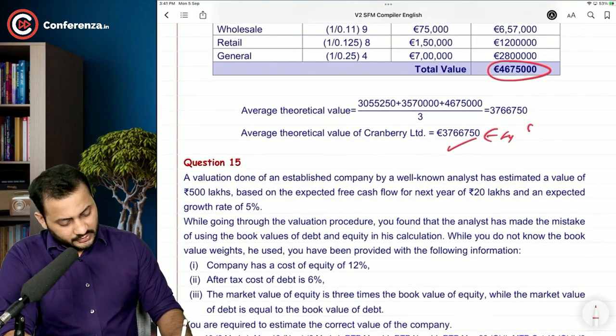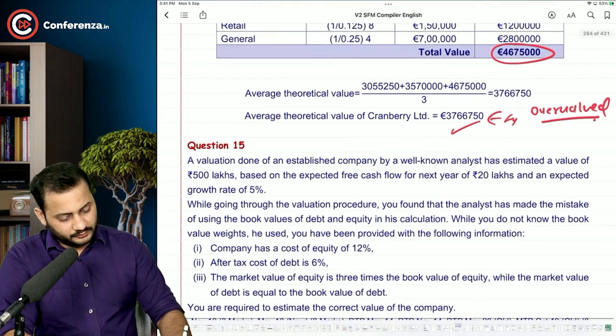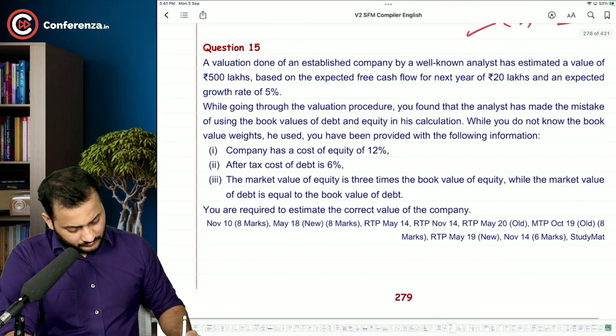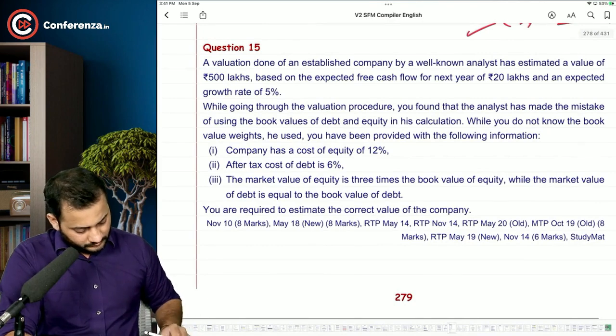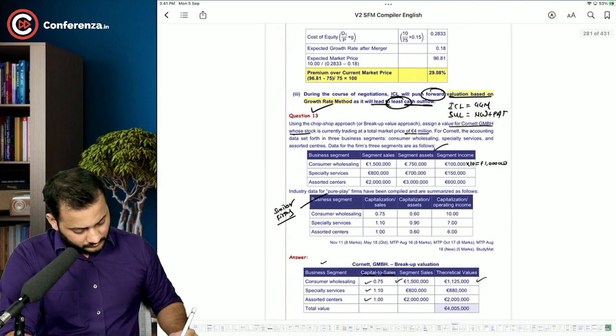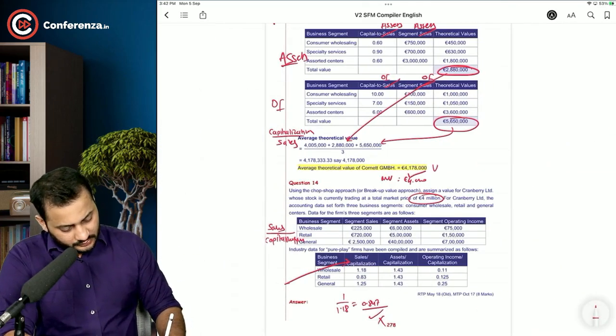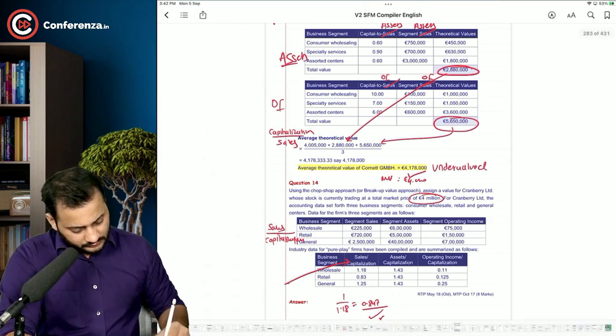So in this case, you will say it is overvalued. And in this case, it was undervalued. Right.